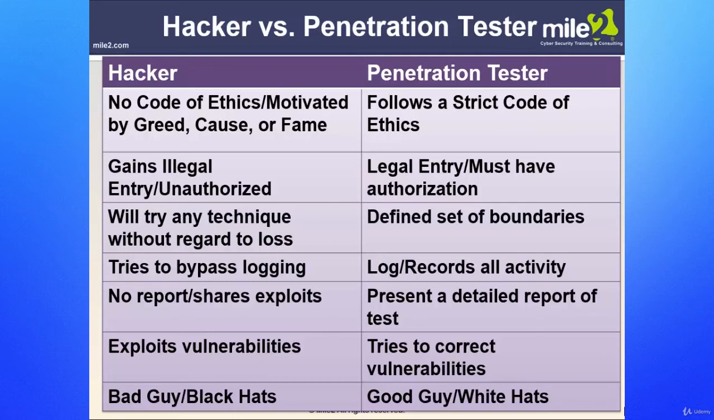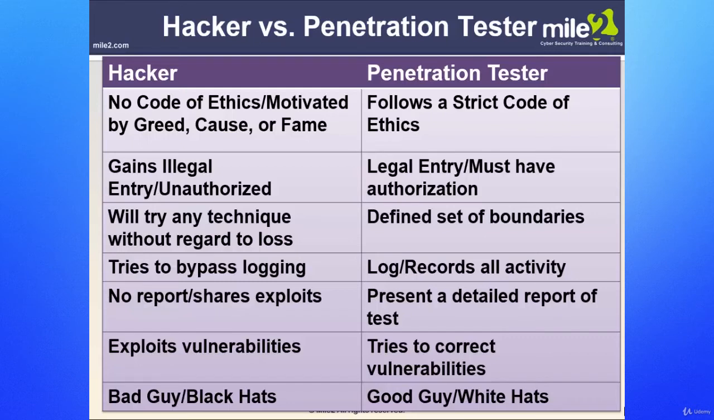And such. So depending on what their cause is to do that. Now, the penetration tester here obviously will follow a strict code of ethics. The hacker will gain illegal entry as an unauthorized entry, where the penetration tester has to have legal entry, must have authorization in writing even, right?